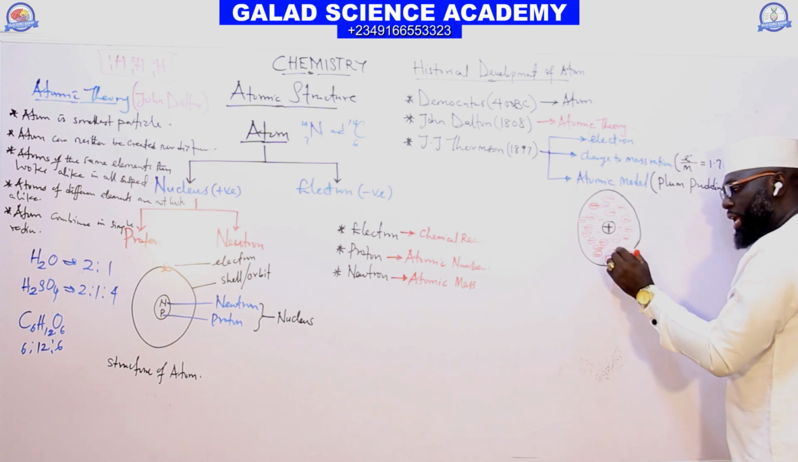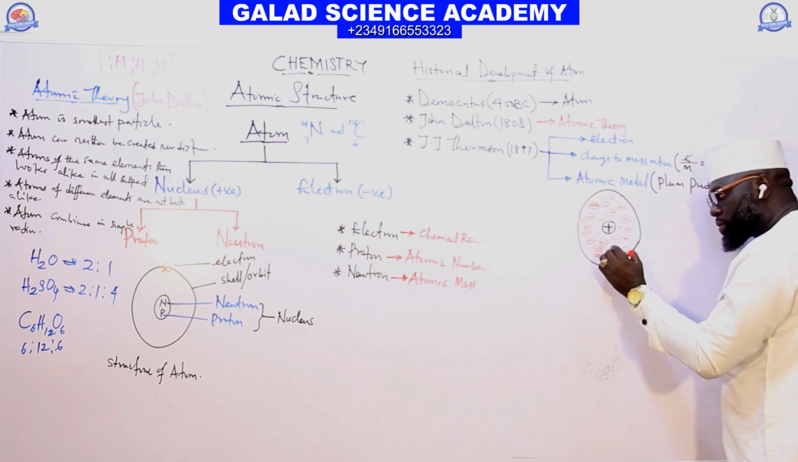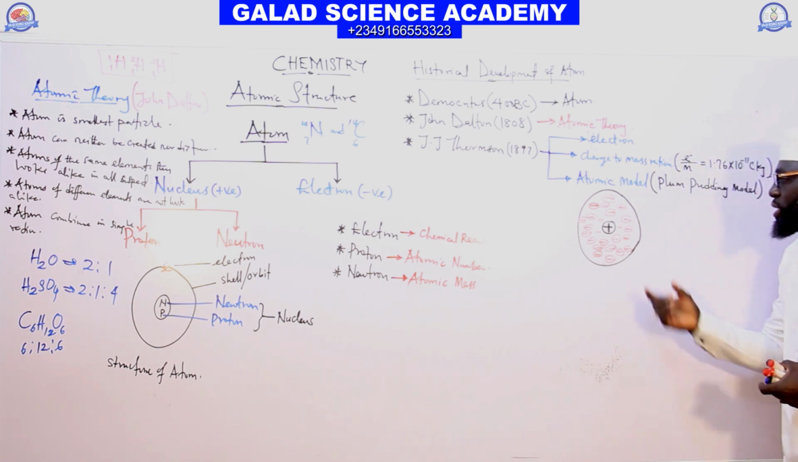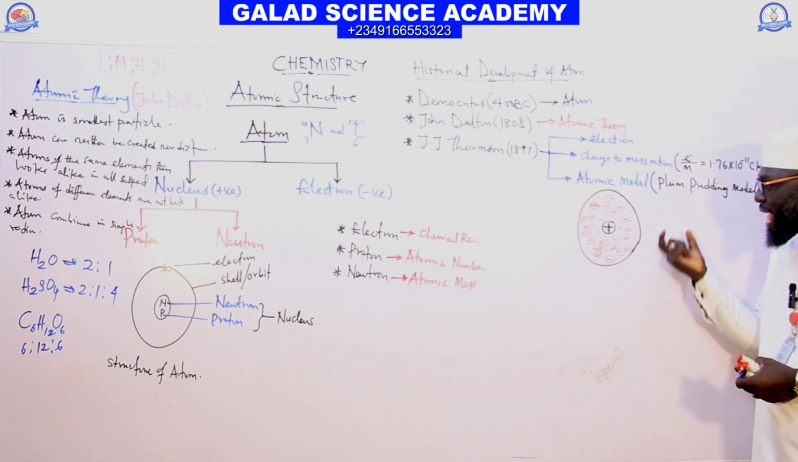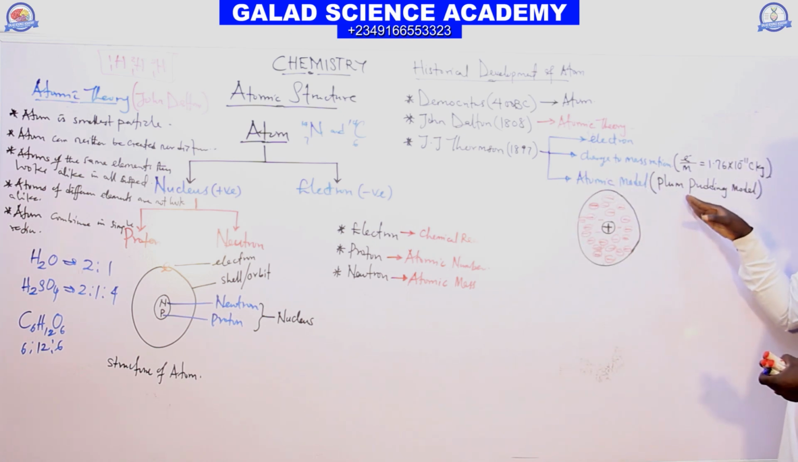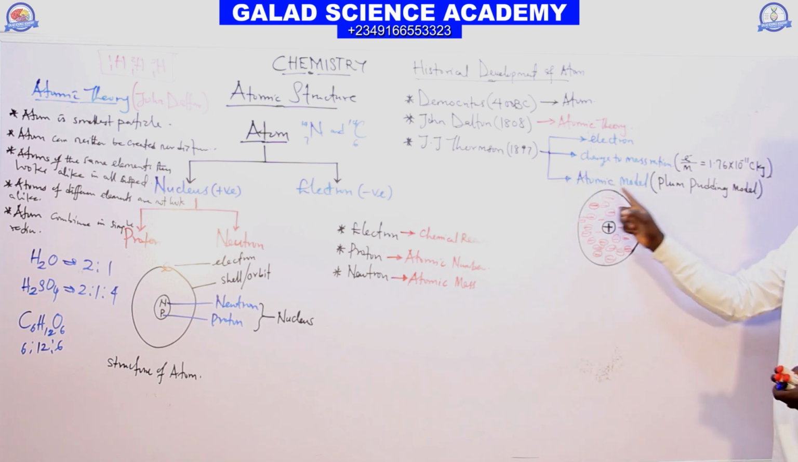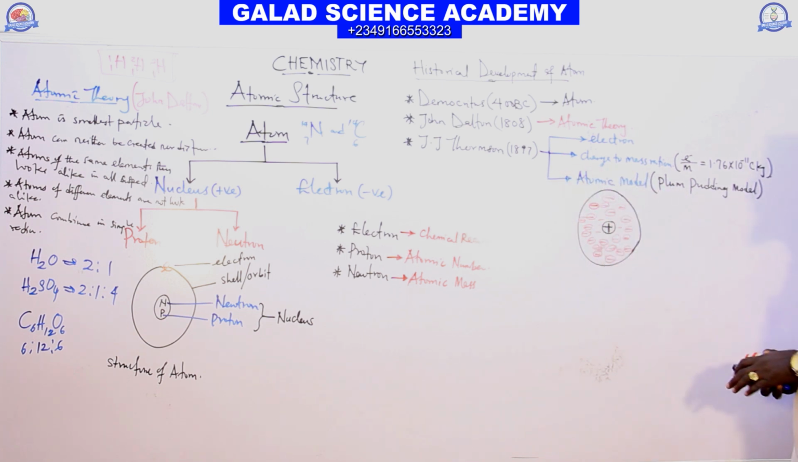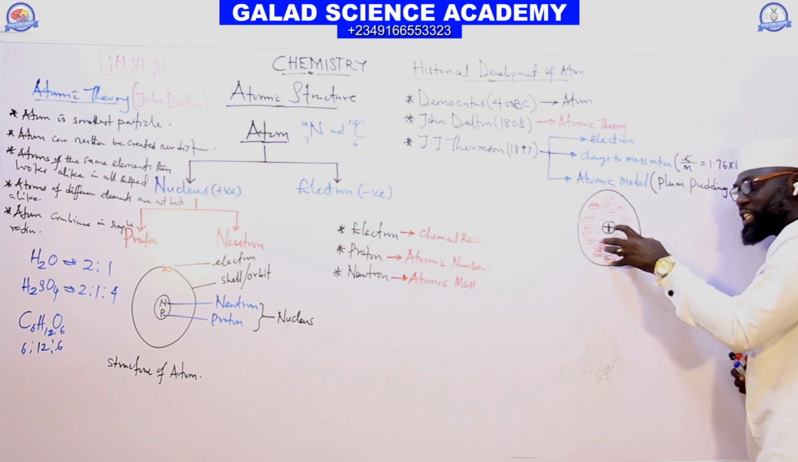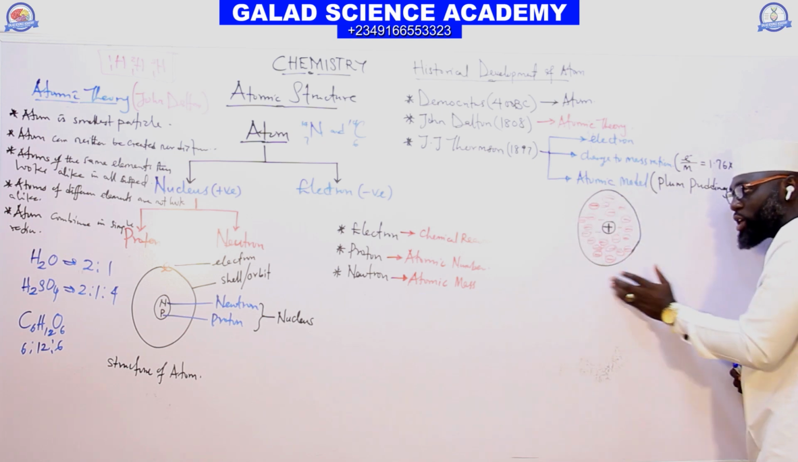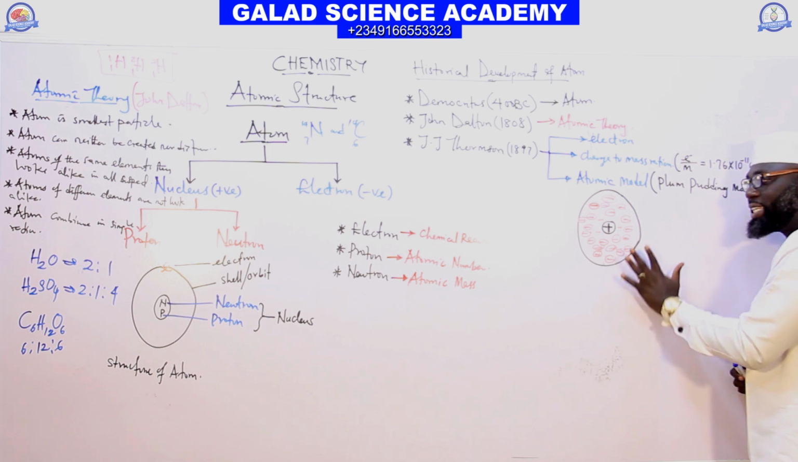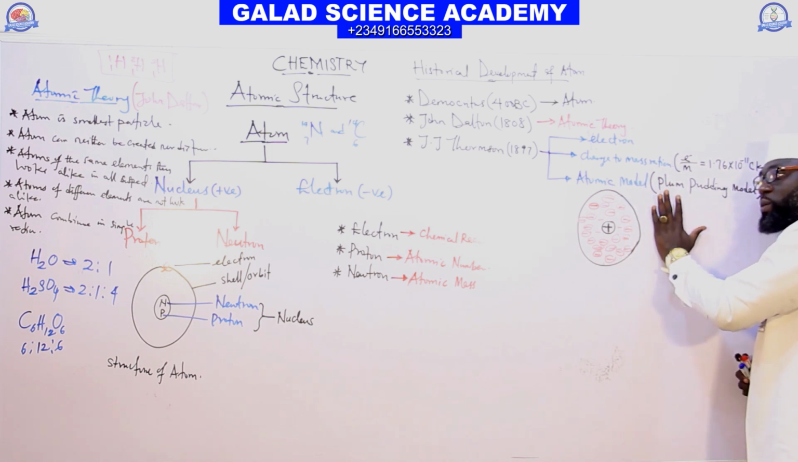So he said the atom is composed of a positive sphere with embedded electrons. That is J.J. Thomson's atomic model. He said an atom is a spherical sphere with positive charge, and the electrons are distributed along the sphere. That is the J.J. Thomson atomic model.